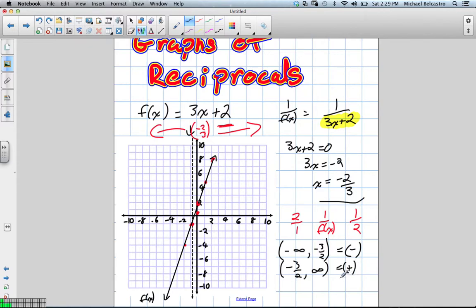Okay. I think it's 2 over 3. Oh, yeah, you're right. It is 2 over 3. I got it upside down. Good. It's 2 over 3.